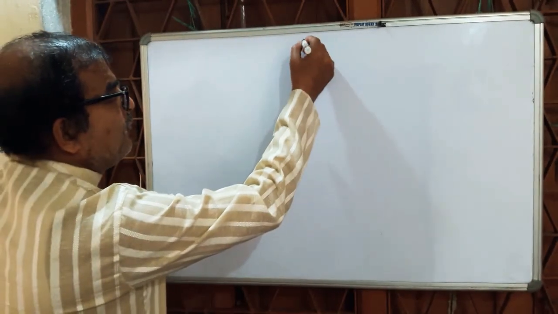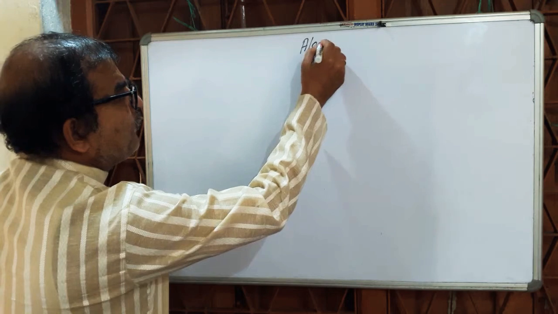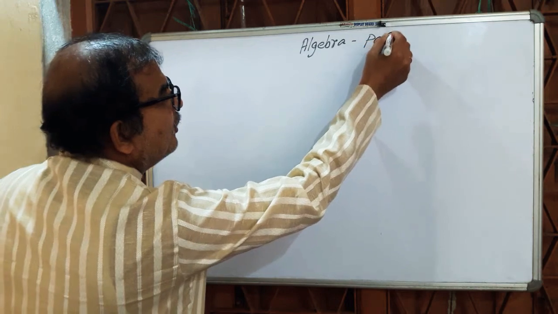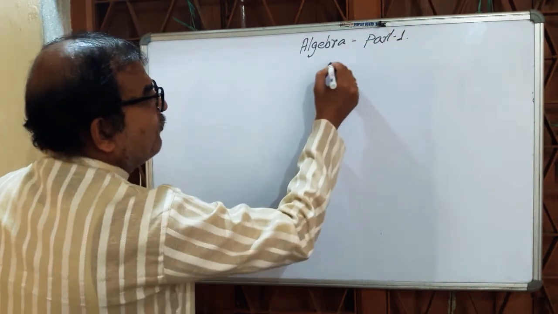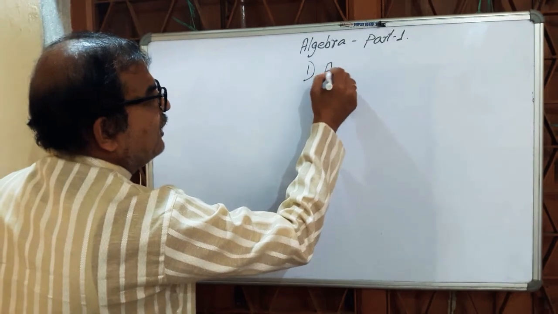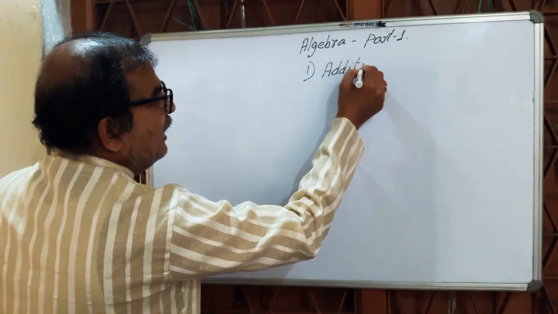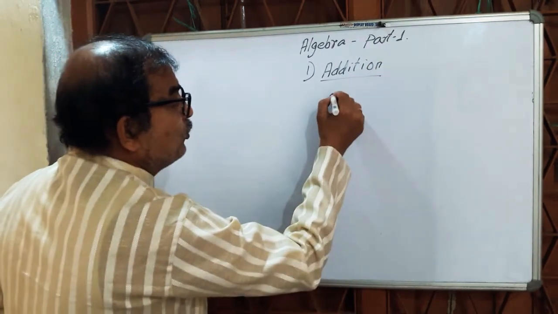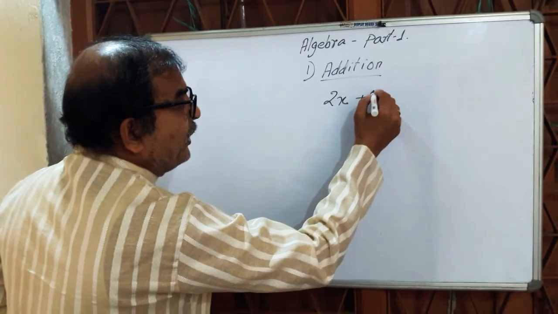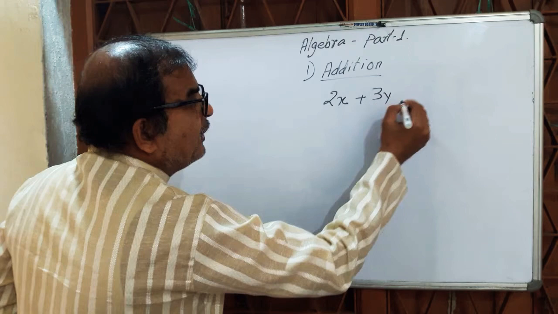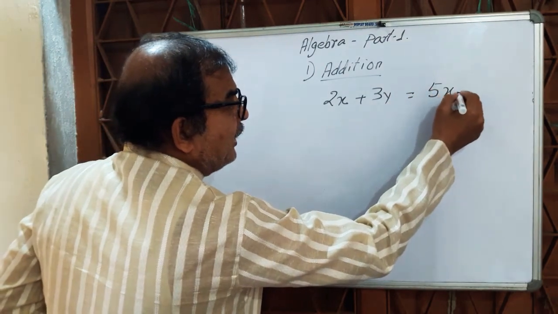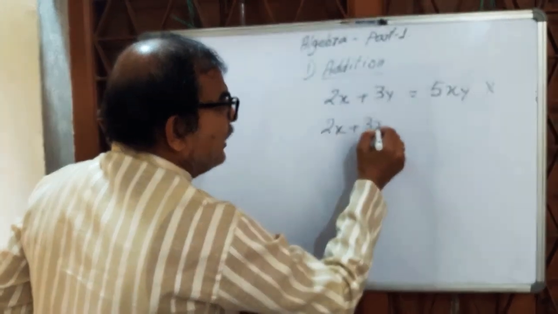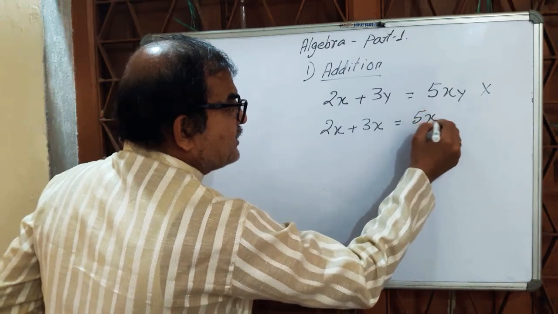This is algebra part 1. Algebra part 1 means first you have to do additions. Addition means you have to keep in mind, suppose there is 2x plus 3y, it can never be 5xy. This is a mistake, it is wrong. Always, adding 2x plus 3x is called 5x, and it is addition.